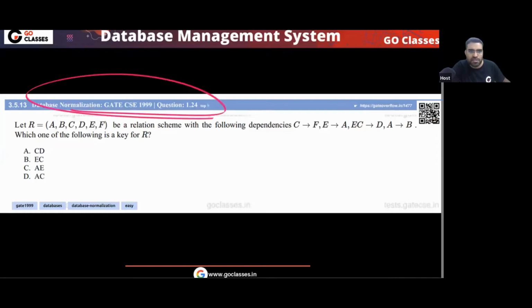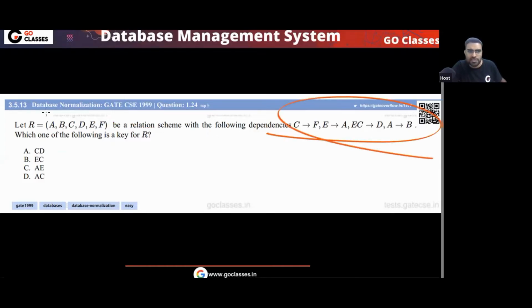This is GATE Computer Science 1999 question. So let's solve it. Relation R is given to you. A, B, C, D, E, F. 6 attributes are there. This is a relation schema, with the following functional dependencies given to you. Which of the following is a key for R?